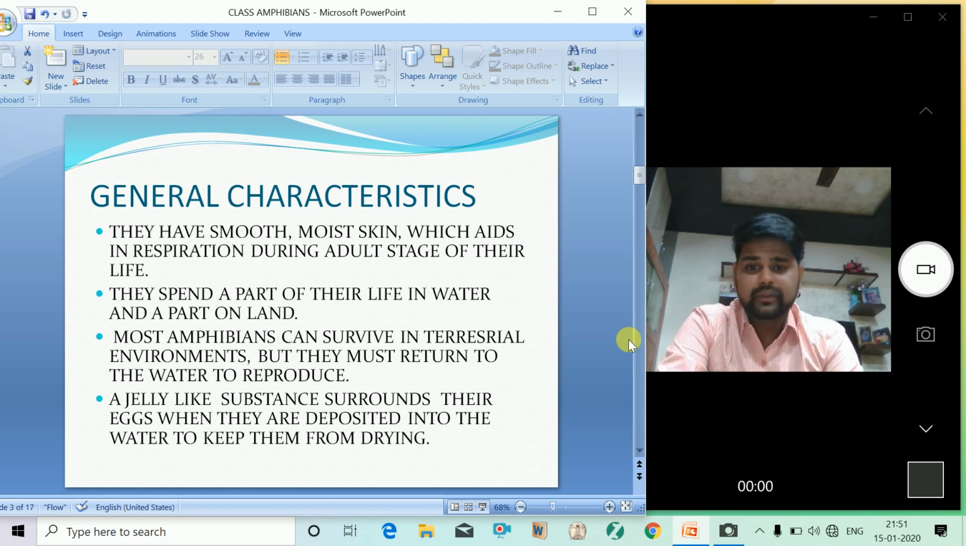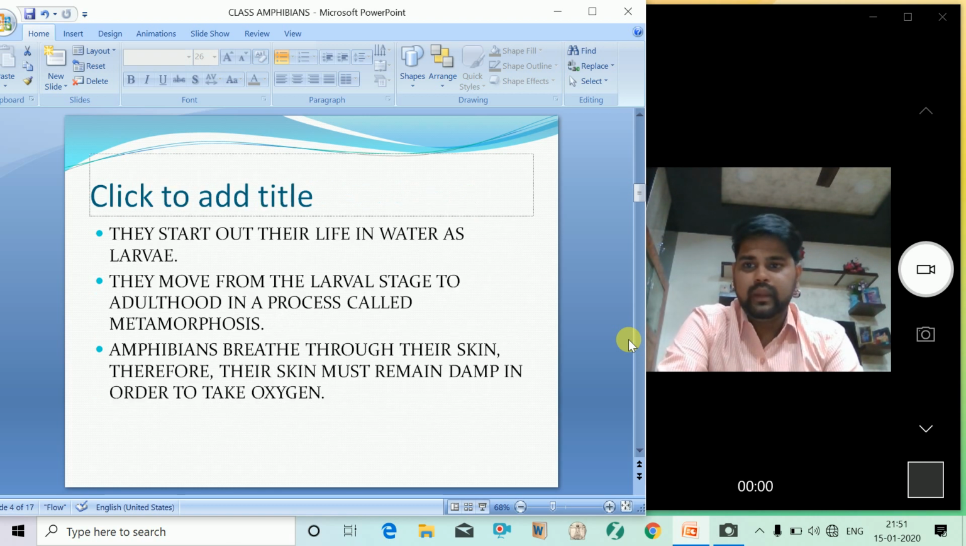A jelly-like surface surrounds their eggs when they are deposited into the water, to keep them from drying. Interesting. So, they start out their life in water as larvae. They move from the larval stage to adulthood in a process called metamorphosis. Amphibians breathe through their skin, therefore their skin must remain damp in order to take in oxygen.